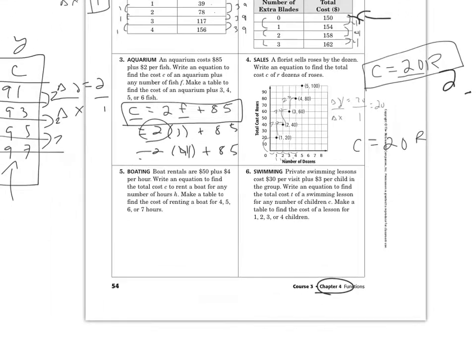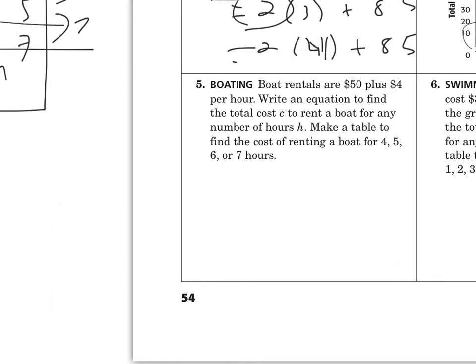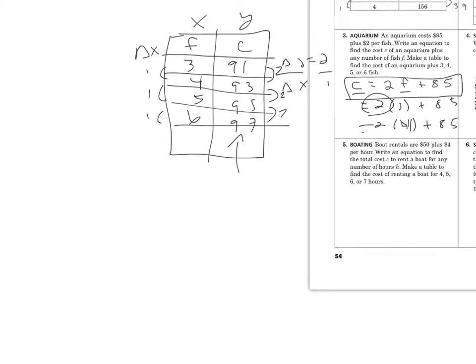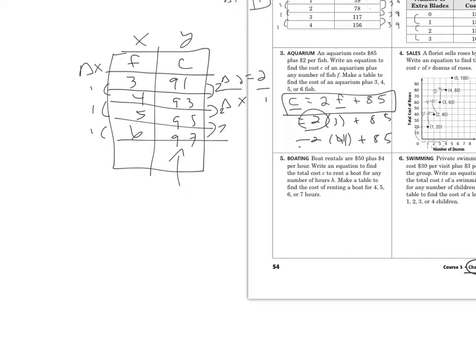Number 5, boating. Boat rentals are $50 plus $4 per hour. So again, what we want to do is say that y is equal to mx plus b. And what we're doing is analyzing that cost is equal to $4 per hour. So I want to use an H there.